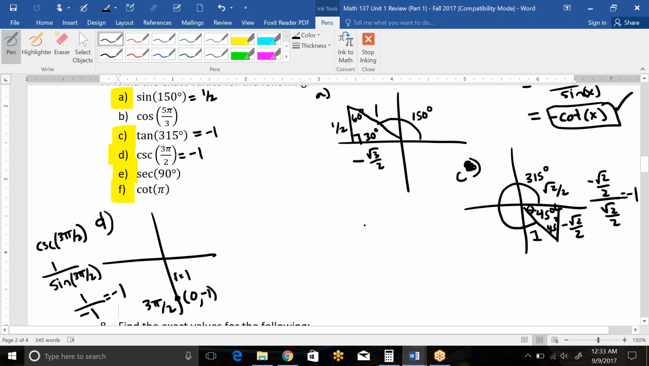All right, let's talk about secant of 90 degrees. 90 degrees is up here. It's the top part of the y-axis. That's the point 0, 1. Secant is, remember, 1 over cosine of 90 degrees. But here, unfortunately, cosine is 0. So 1 over 0 is undefined.